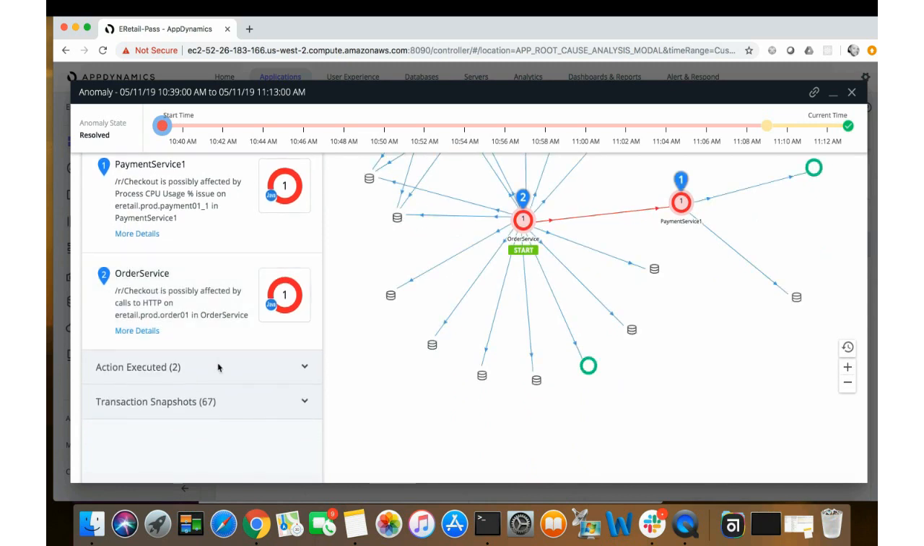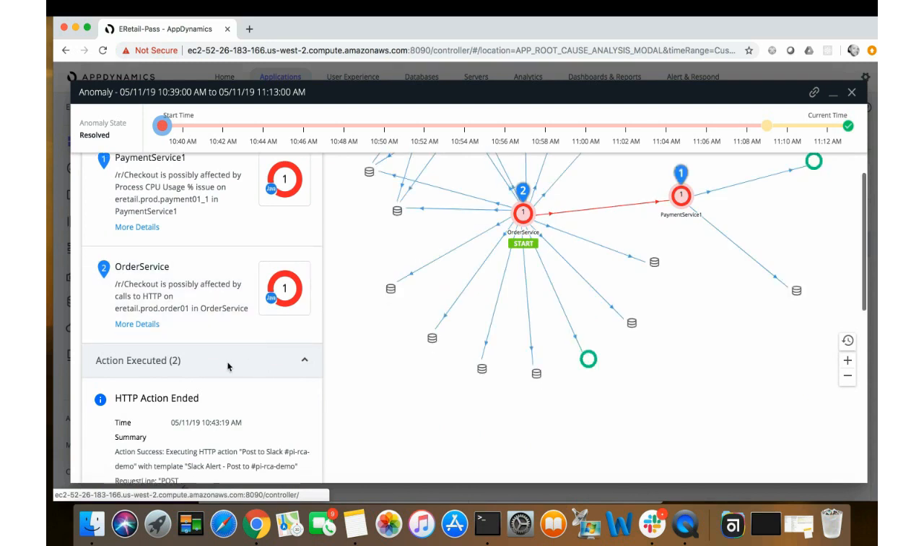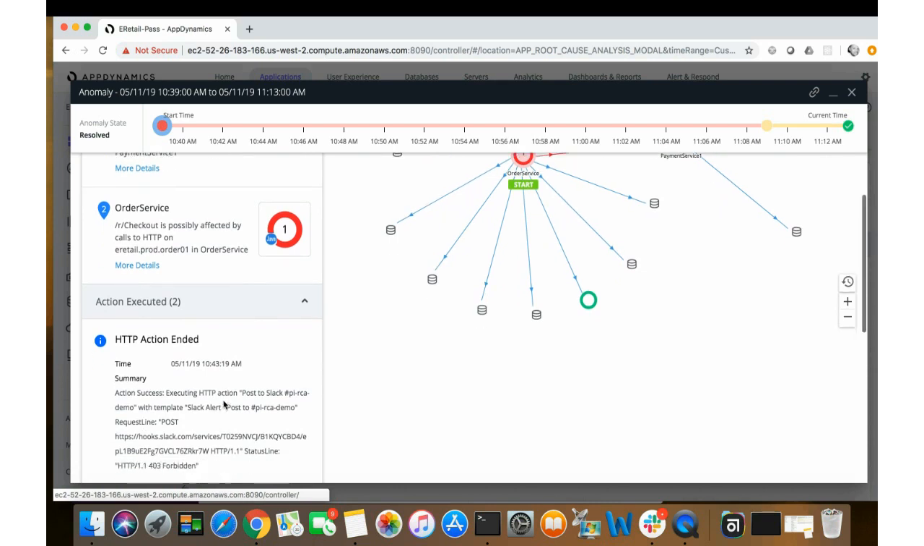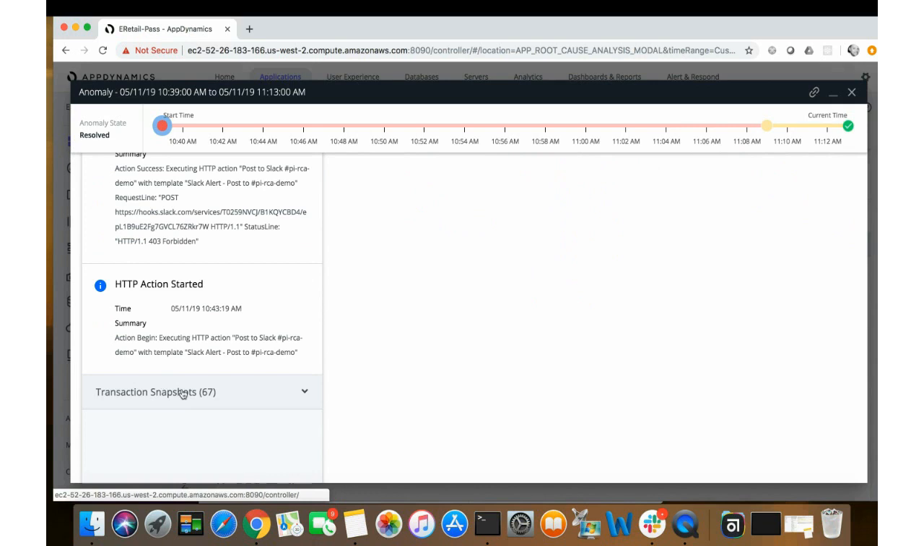Farther down the screen, we can see that we have actions executed and transaction snapshots. If you're familiar with AppDynamics and actions that can be associated with a policy, in this case, we've decided to send an HTTP notification to a Slack channel to alert someone that there's an issue with this particular business transaction. AppDynamics has a variety of other actions that you can execute: sending an email, SMS messages, or integrations with third parties such as ServiceNow. Finally, we have our transaction snapshots associated with this business transaction. So after viewing root cause, if you'd like more context about the particular root cause, you could drill into individual transaction snapshots.